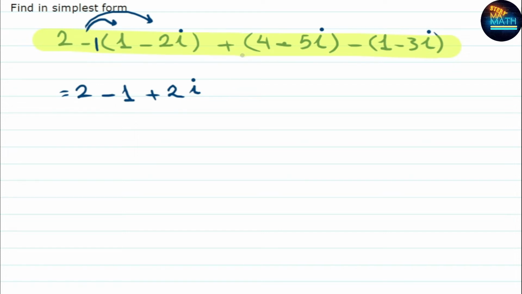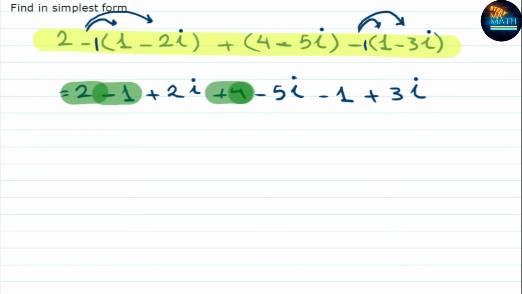And here, you don't have any number outside of the parentheses, so let's keep it, 4 minus 5i. And then the same here, negative 1 times 1 is negative 1, and negative times negative 3i is positive 3i. Alright, where are the like terms here? You have the real numbers, 2 minus 1, plus 4, and minus 1. 2 minus 1 is 1, plus 4 is 5, and minus 1 is 4. So the real part is 4.